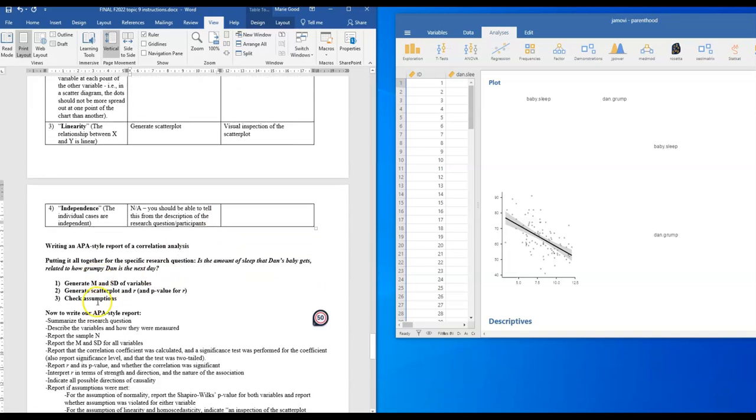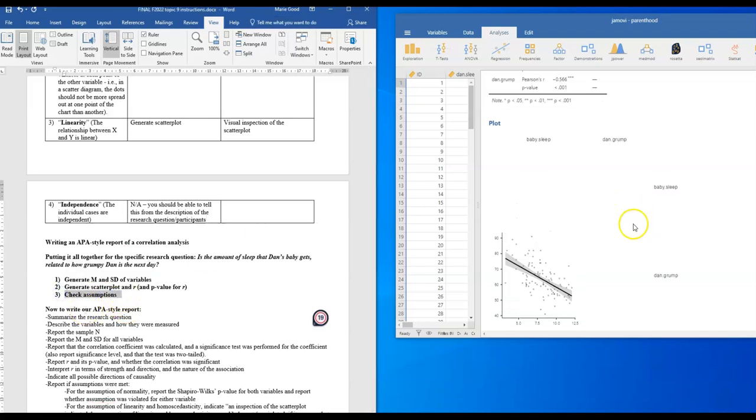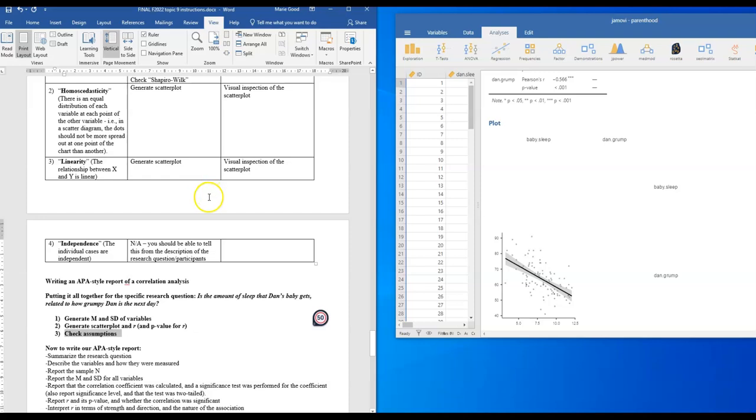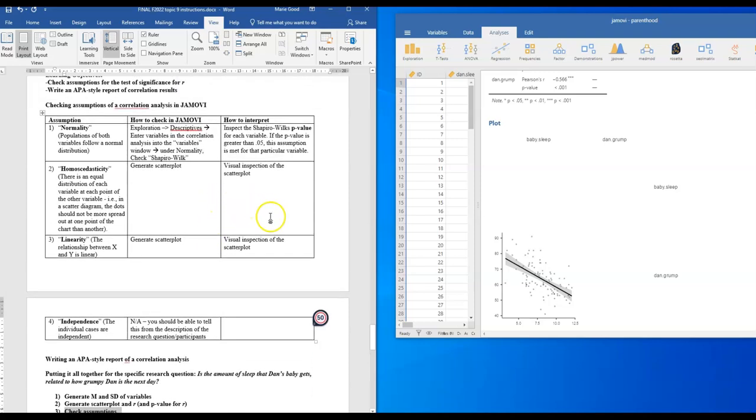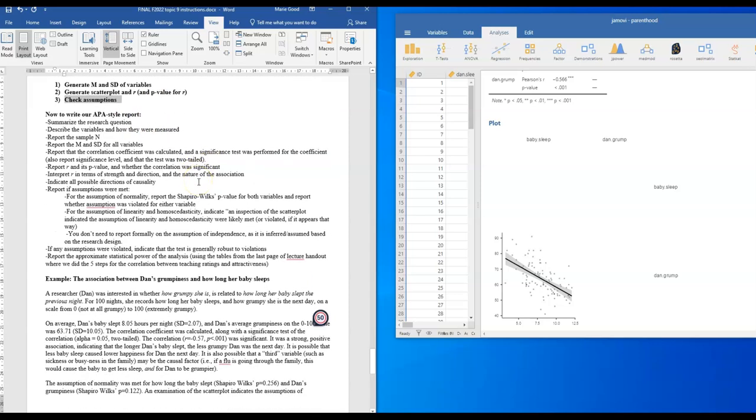Okay, so there we have it. We have our assumptions, and in this case, all of the assumptions have been met. And now we're going to write up our APA style report. This is following a very similar formula to what you've seen already this semester.